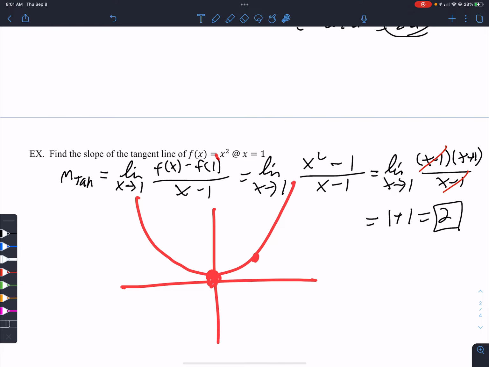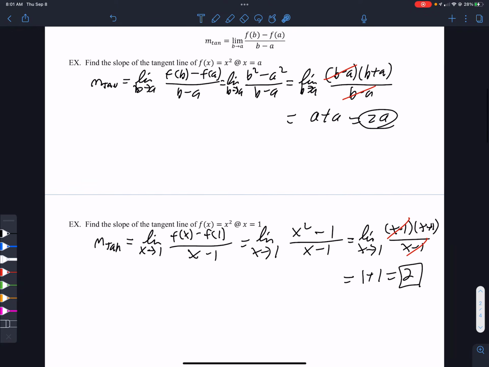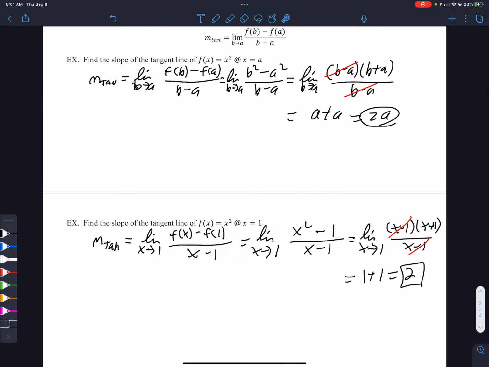At 1, we found the slope of that line is about 2. Now you're going to say, that looks like a 1 slope. Well, my graph's not accurate. If you had an accurate graph, you could see that that slope is going to be 2. But look at the difference. We did the same function, one at a general point A, the other at a specific point 1.